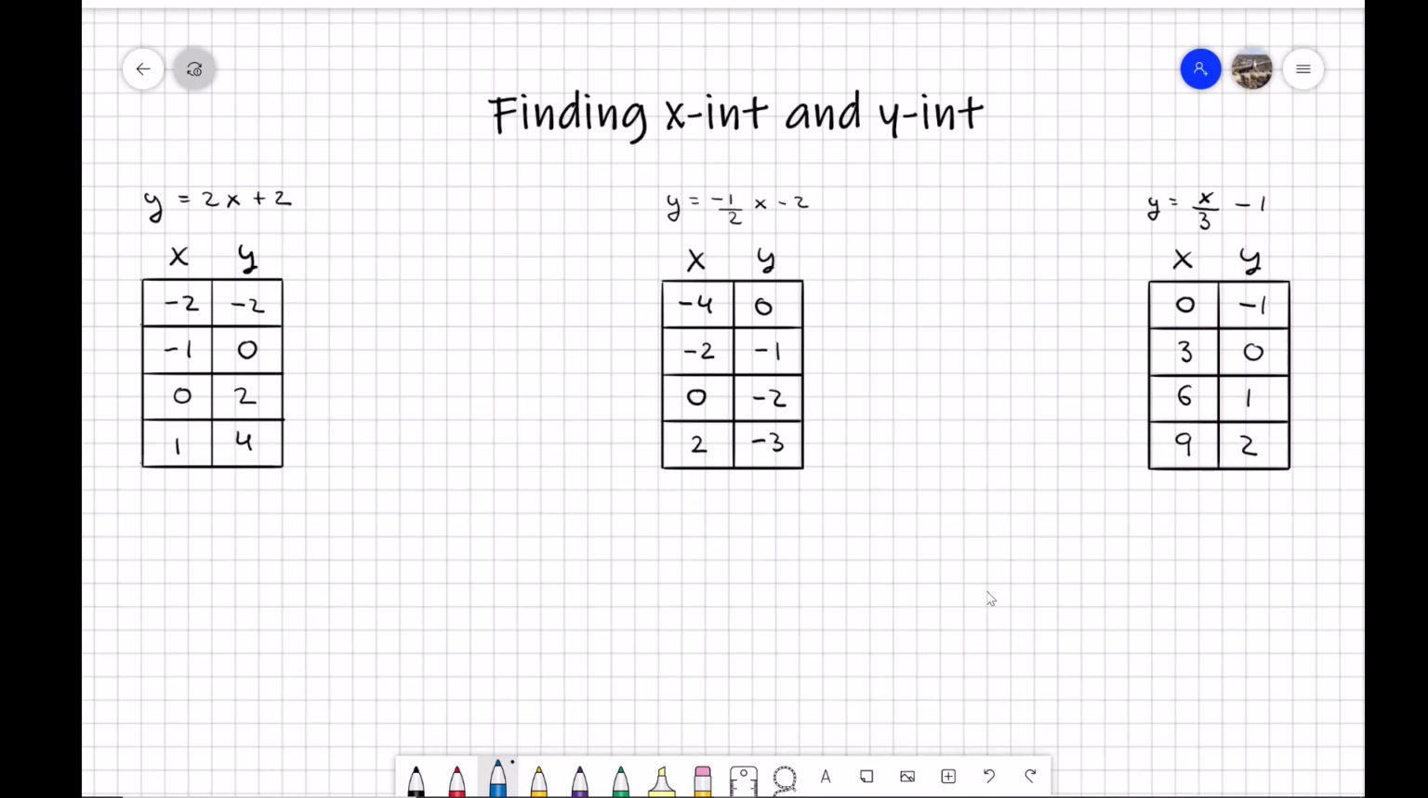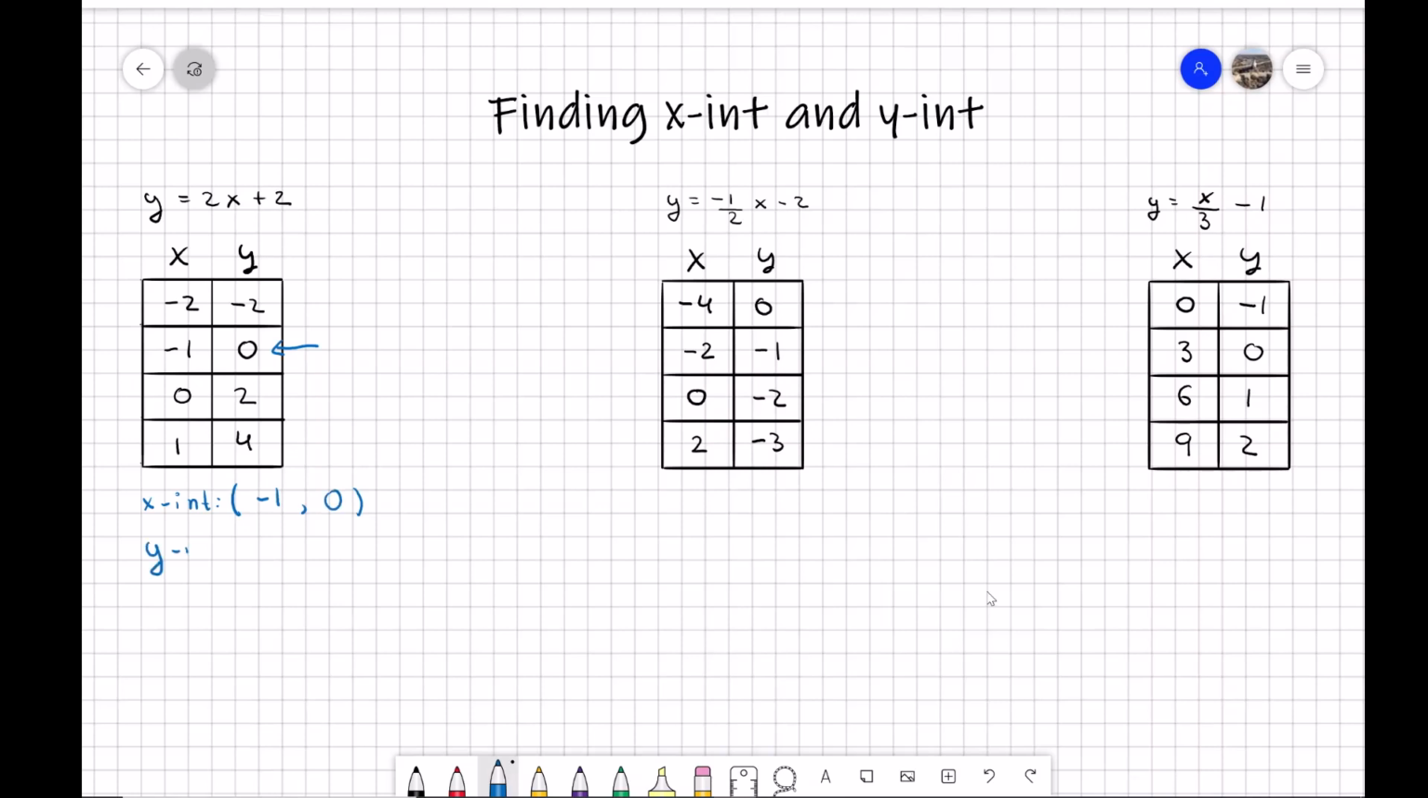So let's start with the function to the left. We have y equal to 2x plus 2, and then we have the table of values. Let's start with the x-intercept. And remember that the x-intercept is the point where the function cuts the x-axis. And the only way to cut the x-axis is if we have the y-coordinate equal to 0. That means our point is going to be -1, 0.